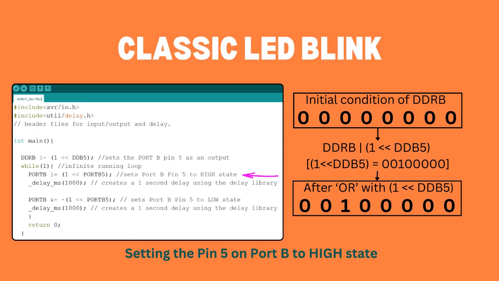That is basically the same as what we did for DDRB. Just instead of addressing the DDRB register, we'll address the PORTB register and we'll 1 left shift with PORTB5. Basically, it's telling the PORTB register to keep pin 5 of port B in a high state.